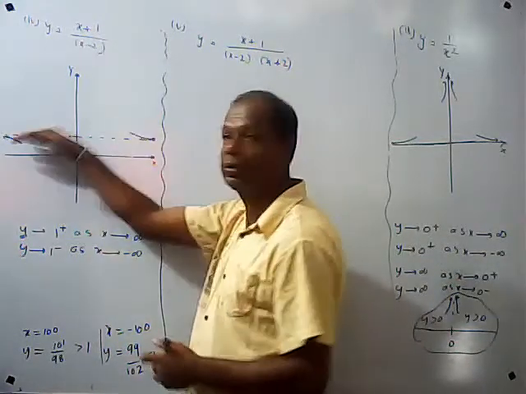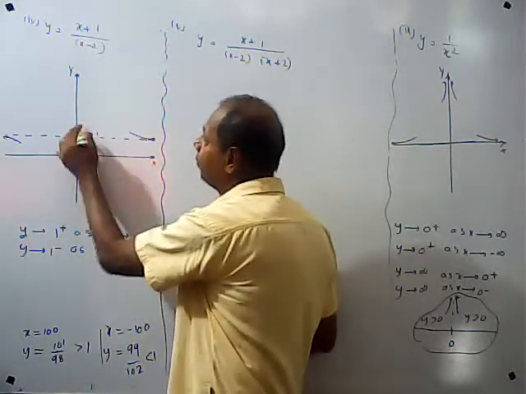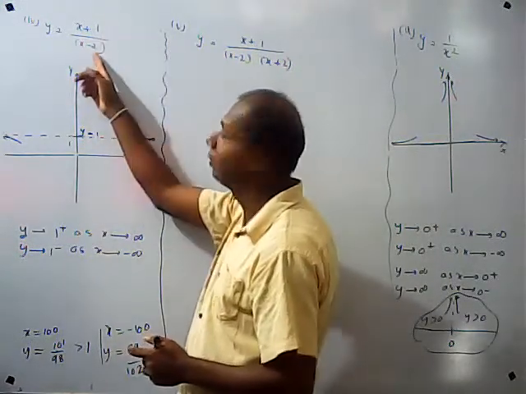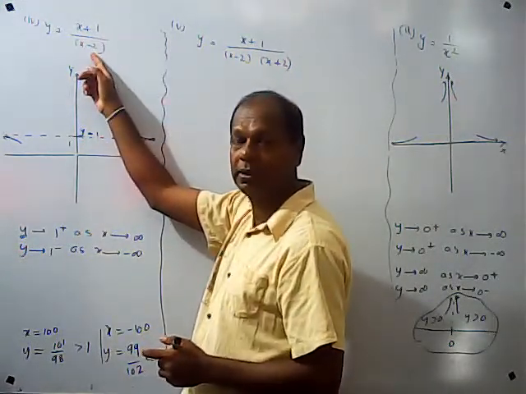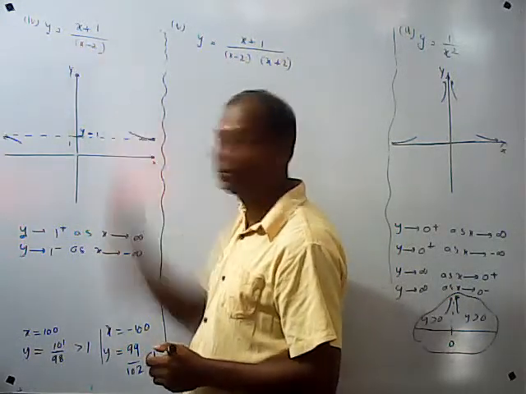Right. Now vertical asymptote. So this is the horizontal asymptote, y equals 1. Then there is a vertical asymptote at x equals 2 because when x equals 2, the denominator is 0.